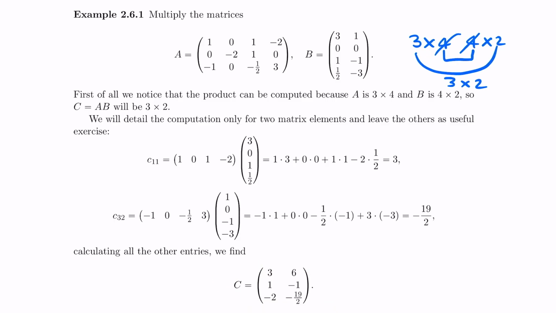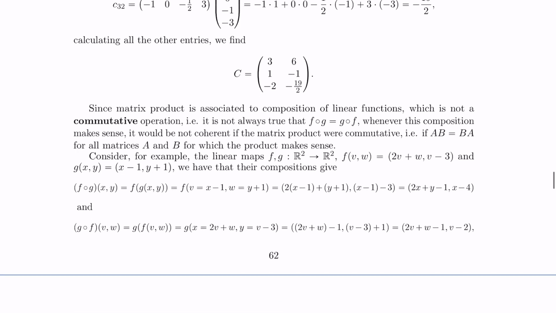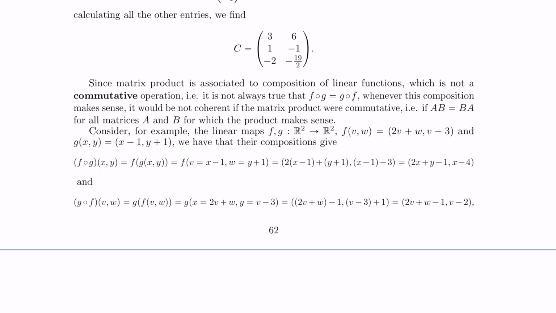Now pay attention to the fact that the multiplication of two matrices is not in general commutative. This means that multiplying A times B is in general different than multiplying B times A. If you think about it for a second, you understand that this is something that has to be expected. In fact, matrix product represents the composition of linear maps, and it's not always true that if we compose F with G, we obtain the same result as composing G with F. You can check this with the example that I wrote here.